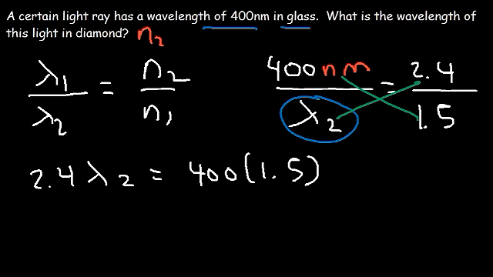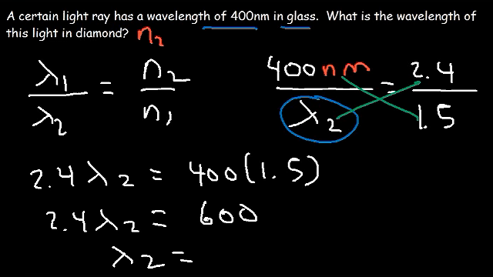What's 400 times 1.5? 400 times 1 is 400. 400 times 0.5, or half of 400, is 200. If you add 400 and 200, you're going to get 600. Now we just need to divide both sides by 2.4. So 600 divided by 2.4 is about 250.